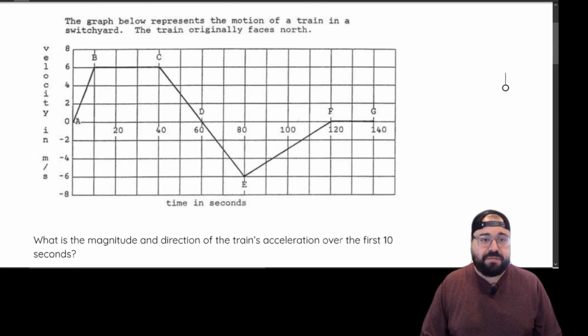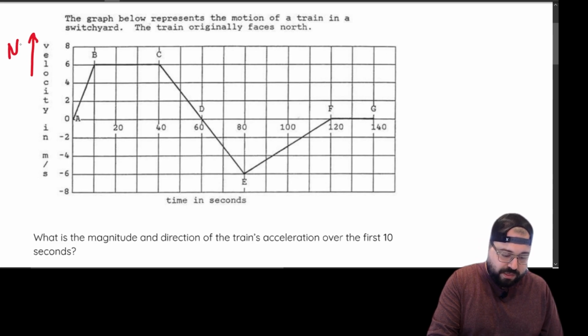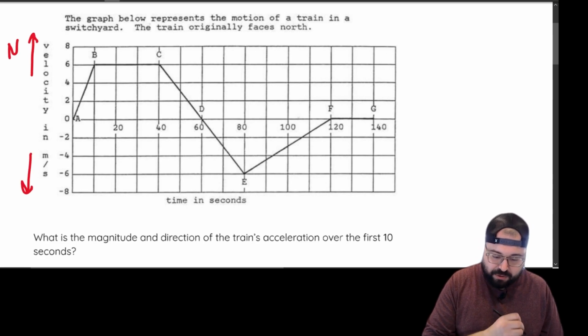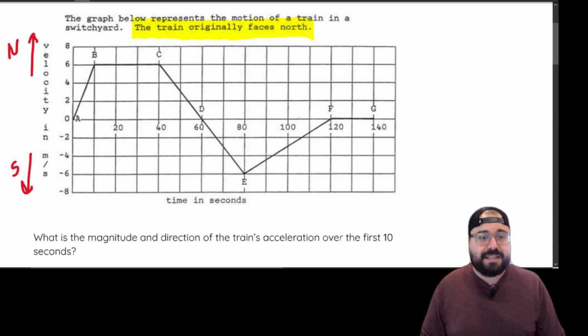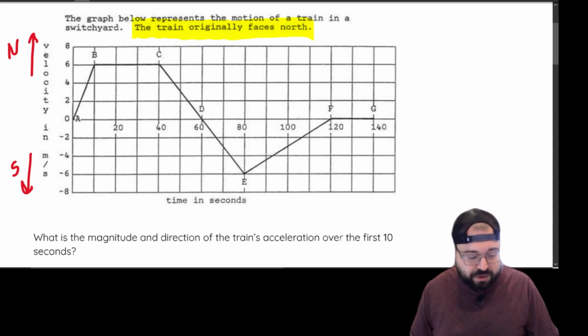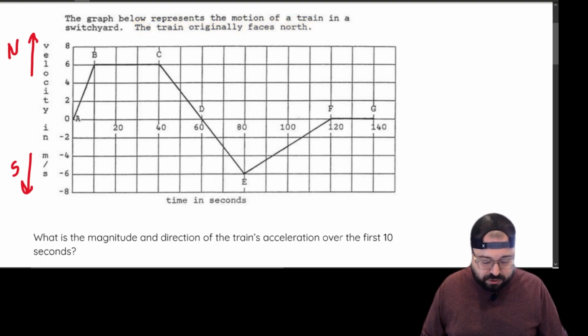In this graph, we have the motion of a train. Now, a couple things to note here is that this is north and this is south, right? We know this because here in the description it says the train originally faces north. So that's telling us that north and south, and it's giving us our positive and negative directions. North being positive, south being negative. All right, so now let's go through and answer those questions.